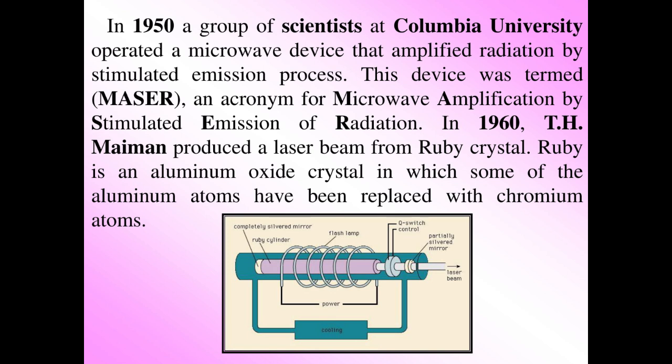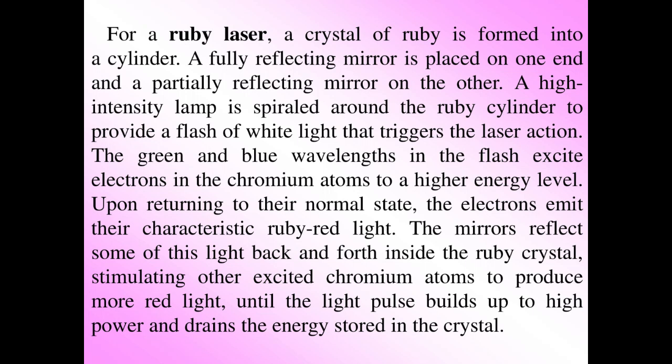Ruby is an aluminum oxide crystal in which some of the aluminum atoms have been replaced with chromium atoms, as shown in this photo. For a ruby laser, a crystal of ruby is formed into a cylinder. A fully reflecting mirror is placed on one end and a partially reflecting mirror on the other. A high-intensity lamp is spiraled around the ruby cylinder to provide a flash of white light that triggers the laser action. The green and blue wavelengths in the flash excite electrons in the chromium atoms to a higher energy level.